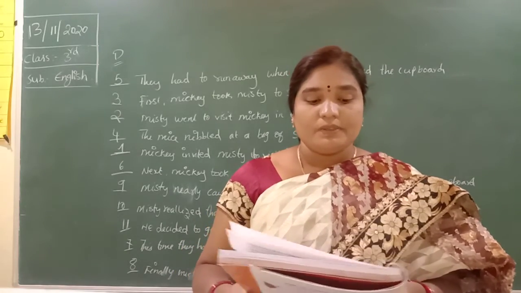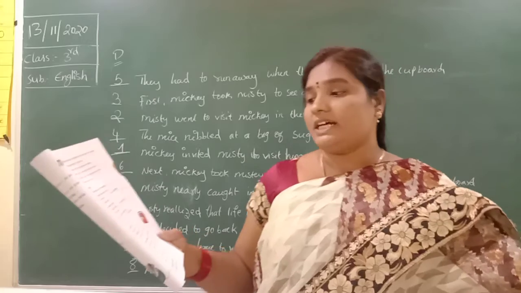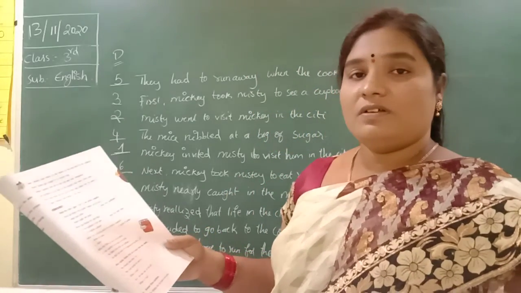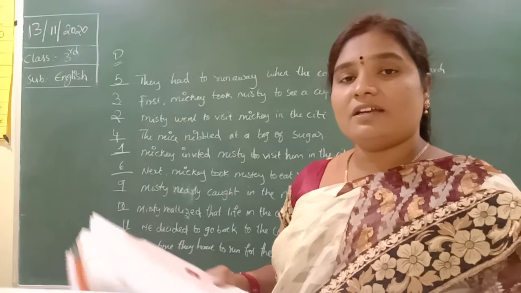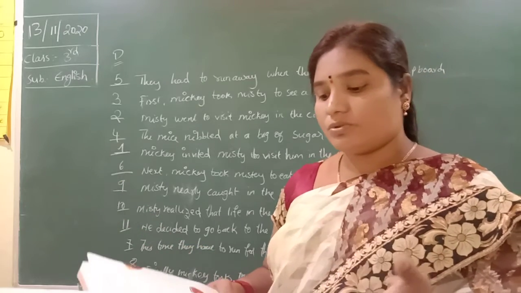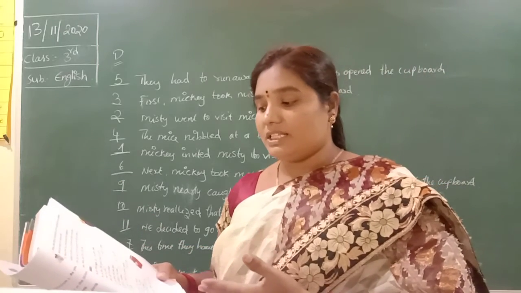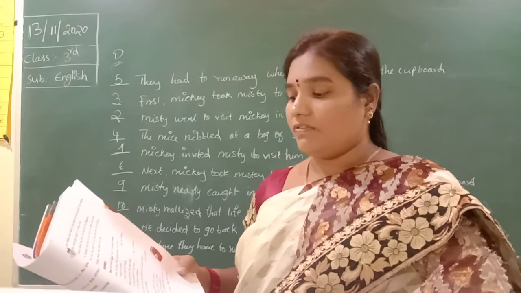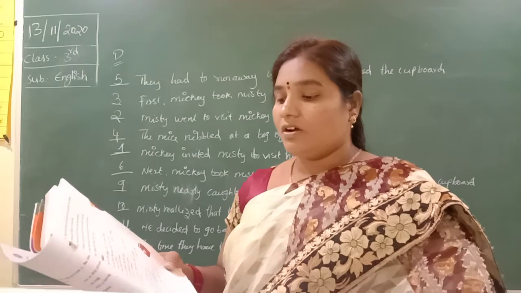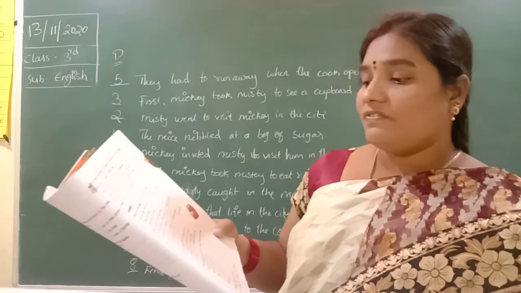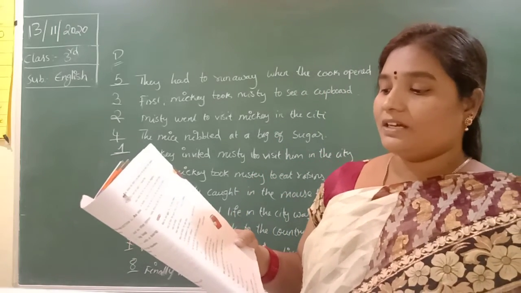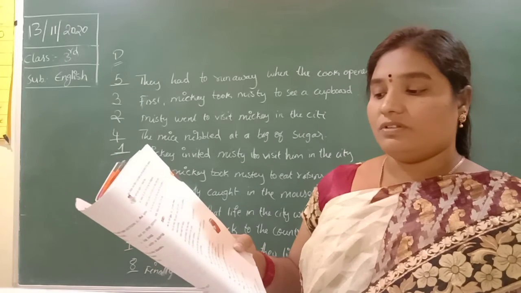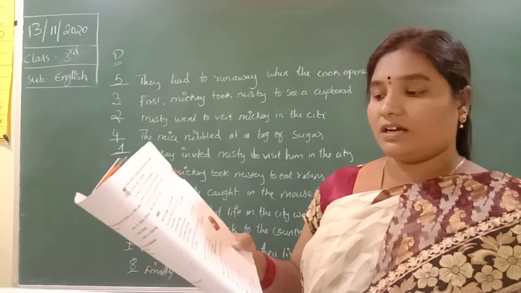Okay? Read the story again. Take the correct answers. What did Misty the country mouse eat at home? What did the country mouse, the village mouse, used to eat? It used to eat brown sugar, raisins. Wrong answer. That is barley and cauliflower. Where did Mickey first take Misty? To the cupboard in the kitchen. To the kitchen cupboard.